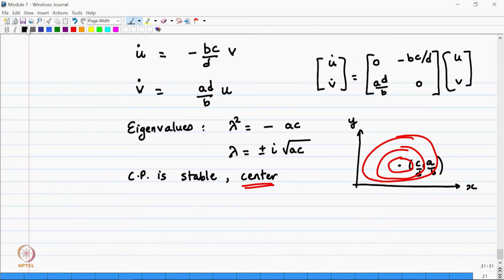Now, there is a small point that we have to emphasize. This critical point is a stable center. This is for the linearized system.